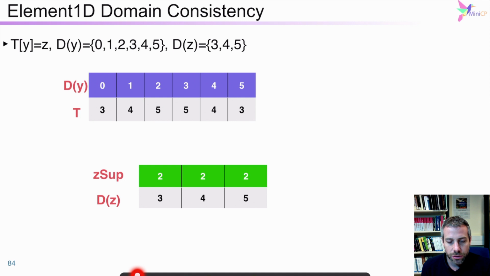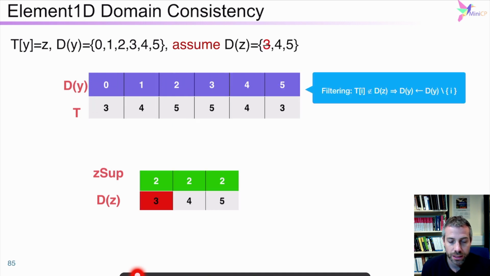So that's the domain of the variable y, all the possible indices, and that's the domain of the target variable, so that's the values 3, 4, and 5 there. And what we will assume is that some values have been removed from the domain of z. Let's assume that the value 3 was just lost from the domain of z.